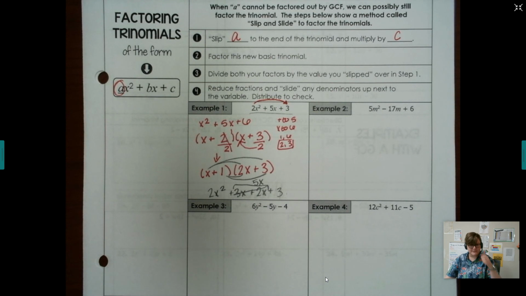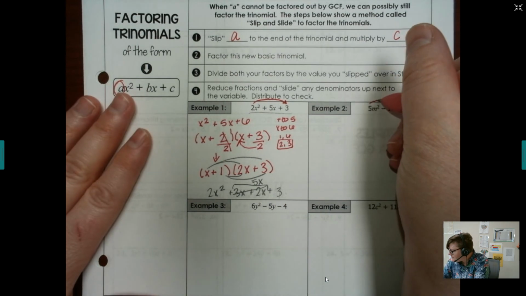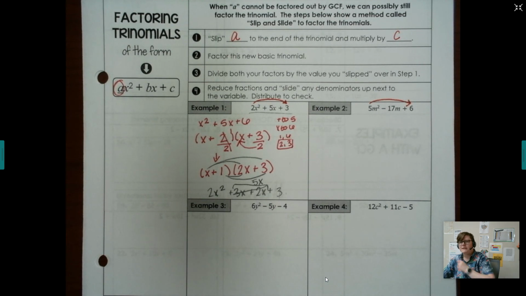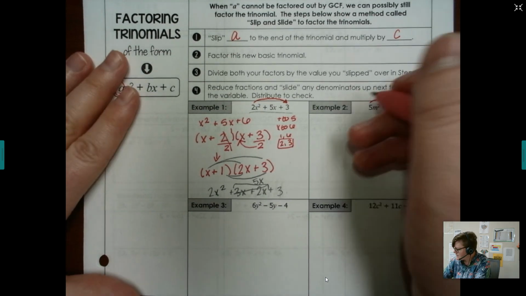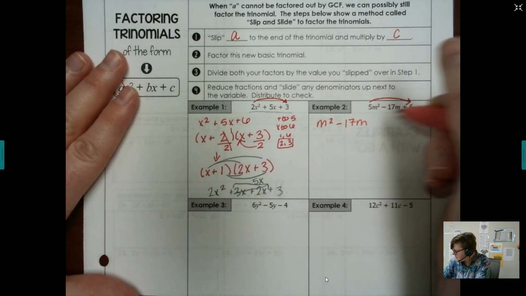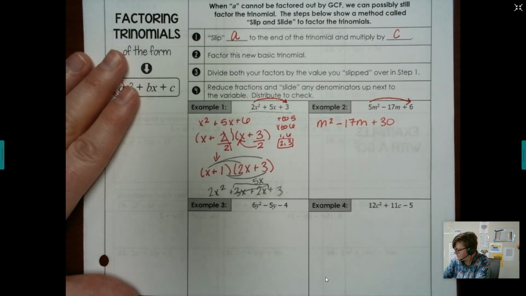Again, if that doesn't make sense to you, we can go over other ways of thinking about it in class. So yeah, I'll keep doing this method on the notes just so you can see it a bunch of times and maybe get it a little better. Again, starting here with moving that coefficient on the m squared over and multiplying it by your constant. So we've got m squared minus 17m plus 30.